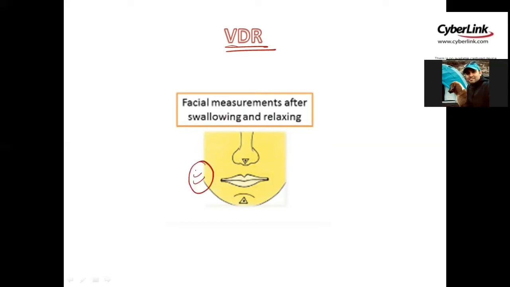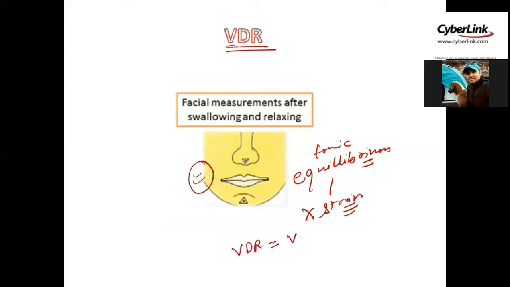This is the position of the mandible in relation to the maxilla when the maxillofacial musculature are in state of tonic equilibrium, right? There must not be any strain, right? It is essential to record the vertical dimension at rest. So vertical dimension at rest is equal to vertical dimension at occlusion plus freeway space.